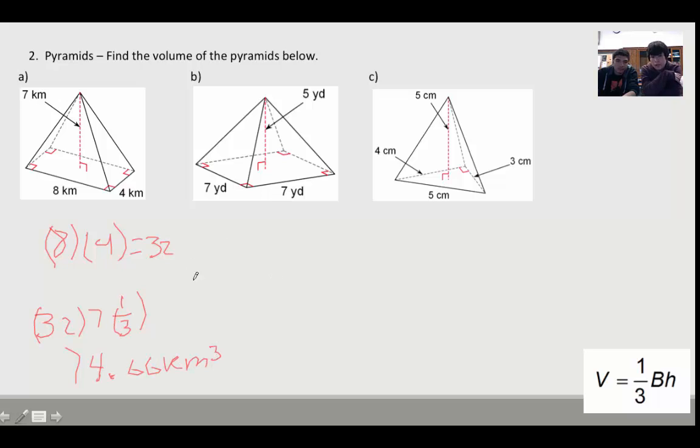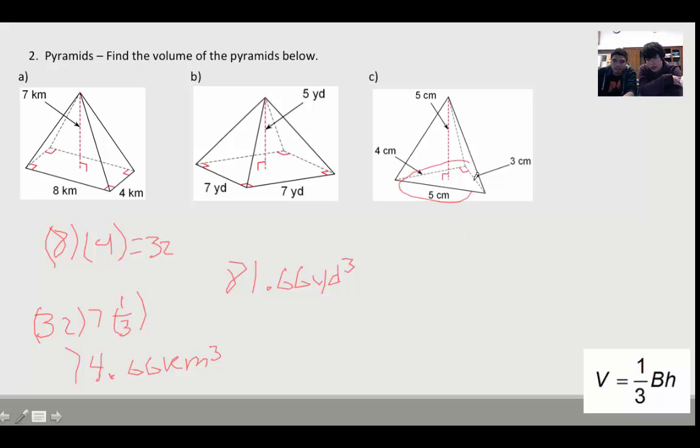You do the same thing for B. You find the surface area for the base. It's going to be 7 times 7. Just get the other R, might as well. 81.66 is going to be your answer, yards squared.